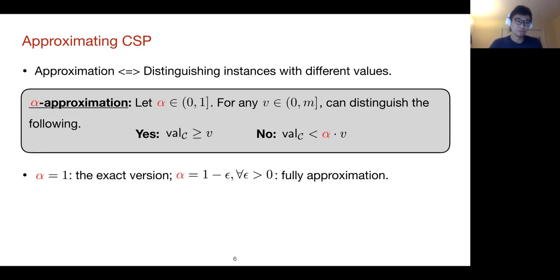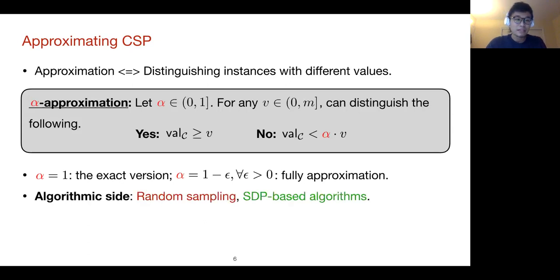Okay, so you can see that when alpha is 1, this is the exact problem, and when alpha is 1 minus epsilon for any epsilon, this is called Fourier approximation. But it turns out that not every problem can have a Fourier approximation or something like this. It is not very unifying. And on the algorithmic side, people usually do some random sampling algorithm or SDP-based algorithm.